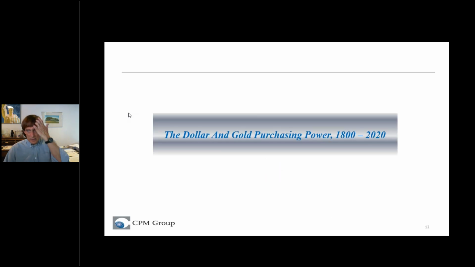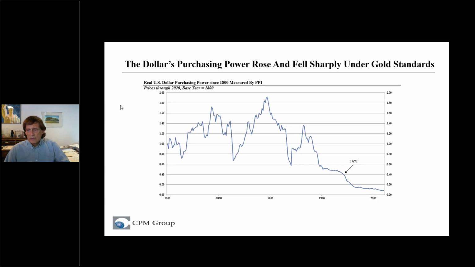Now I want to talk about the dollar and gold's purchasing power, 1800 to 2020. There's been a lot of talk about how the dollar has lost a tremendous amount of purchasing power since we went off the Bretton Woods dollar gold standard. And that was in August of 1971. Here's 1971. And yes, the dollar has lost an enormous amount of purchasing power since 1971. But this is 1800 and this is 1971. And look at what's happened to the purchasing power of the dollar under the gold dollar standards that we had basically for almost all of the time from 1800 to 1971.